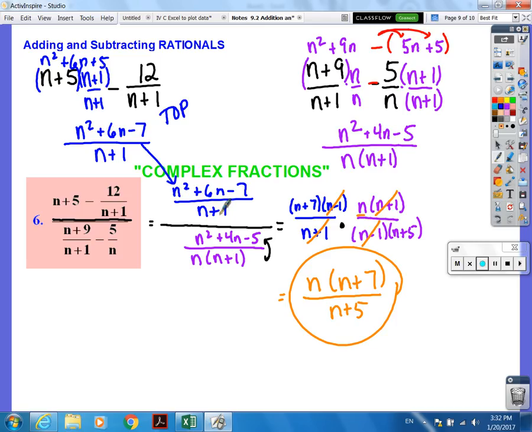So when you have a problem with multiple parts, figure out what the top is, write it clean, one denominator. Figure out what the bottom is, get it to a common denominator, and then flip the second and multiply. Think of this as the top, this as the bottom.